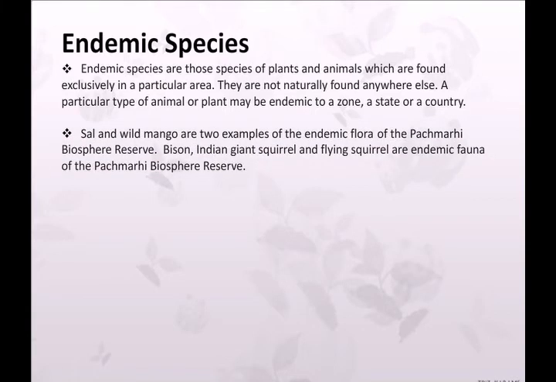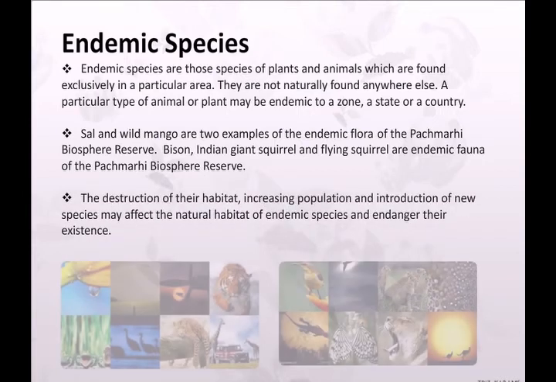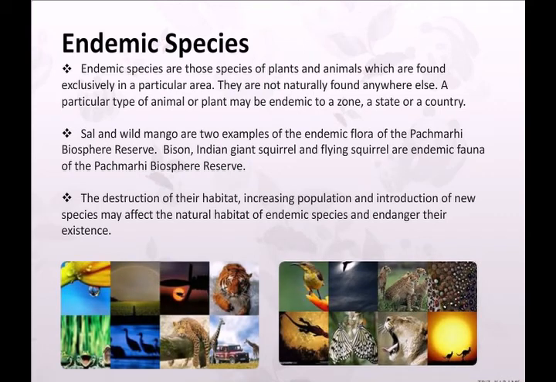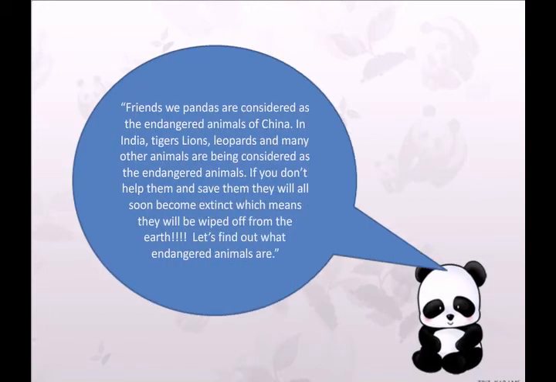Sal and wild mango are two examples of the endemic flora of the Pachmari Biosphere Reserve. Bison, Indian giant squirrel and flying squirrel are endemic fauna of the Pachmari Biosphere Reserve. The destruction of their habitat, increasing population and introduction of new species may affect the natural habitat of endemic species and endanger their existence.